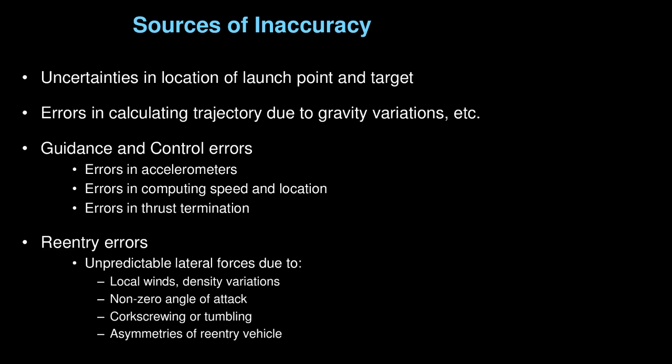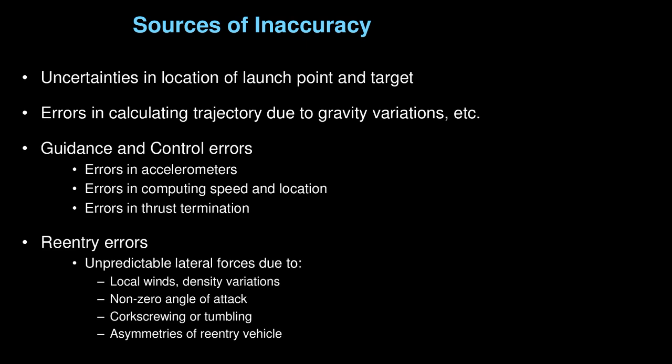Now, to reduce those, you can do things like take care when you release the warhead, you can spin stabilize it, and if you have it spinning as it comes into the atmosphere, then that will tend to average out some of these lateral forces, but you still run into problems. And so the bottom line is that reducing these kinds of reentry effects is very difficult.